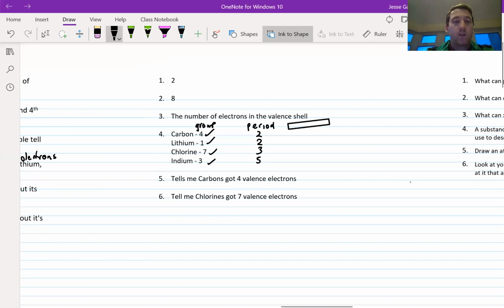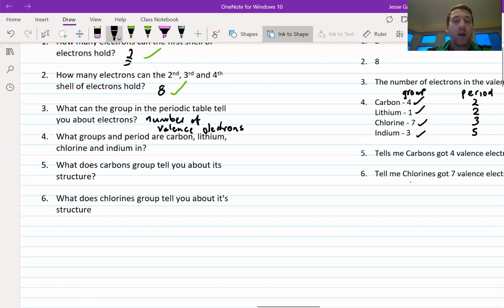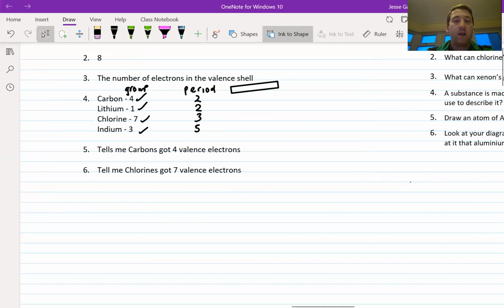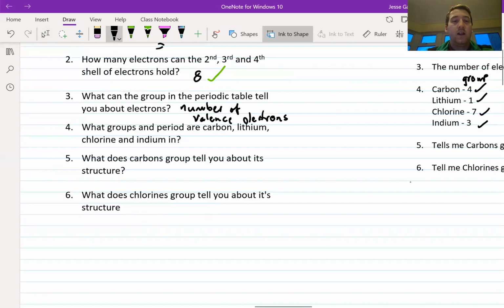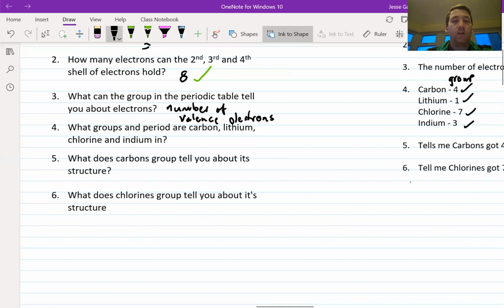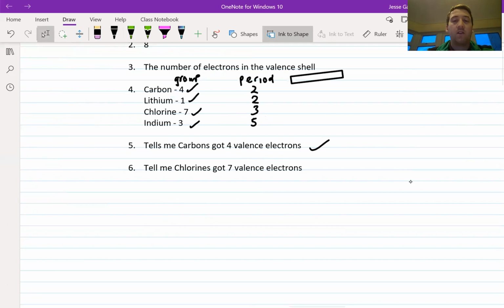What does carbon's group tell you about its structure? So carbon is in group 4. That tells me that carbon has got 4 valence electrons. Very good if you said that. And what does chlorine's group tell you about its structure? Chlorine is in group 7. So it tells me chlorine has got 7 valence electrons. Well done if you said that. Excellent. Right, last little bit.